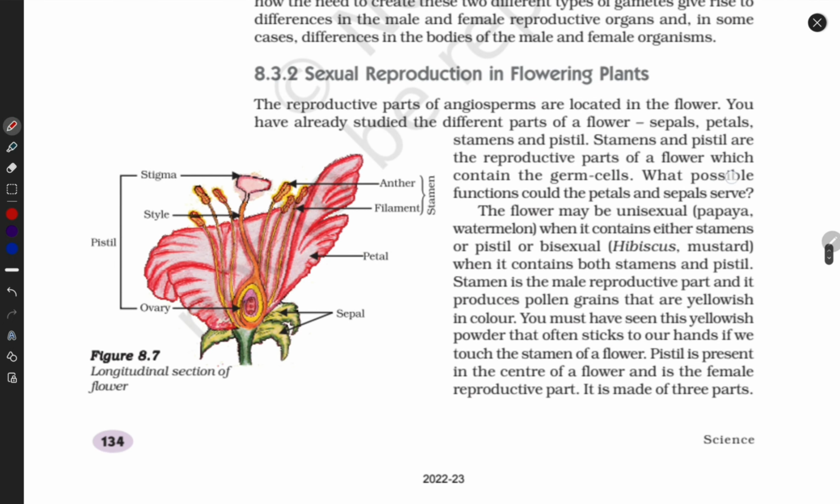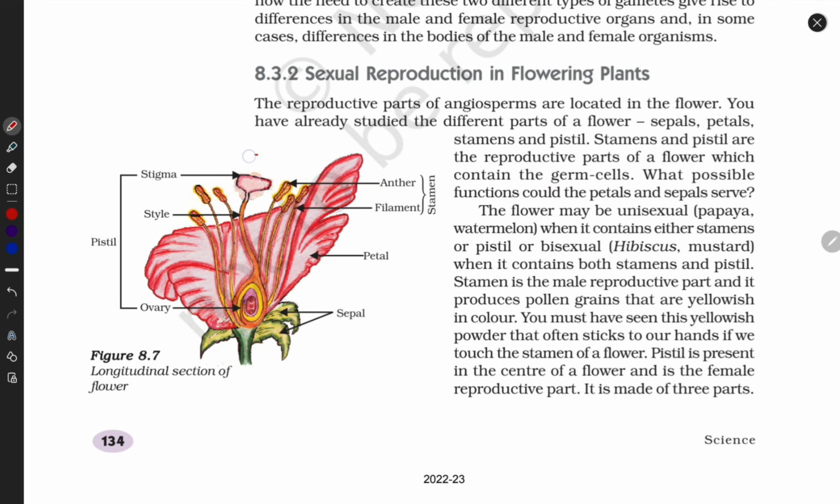Look here, guys. This part is the female reproductive organ. Let me change the color. Here, female reproductive organ. This is stigma. This long cylindrical tube-like structure is style, and this swollen part is ovary. And this is seed, future seed.